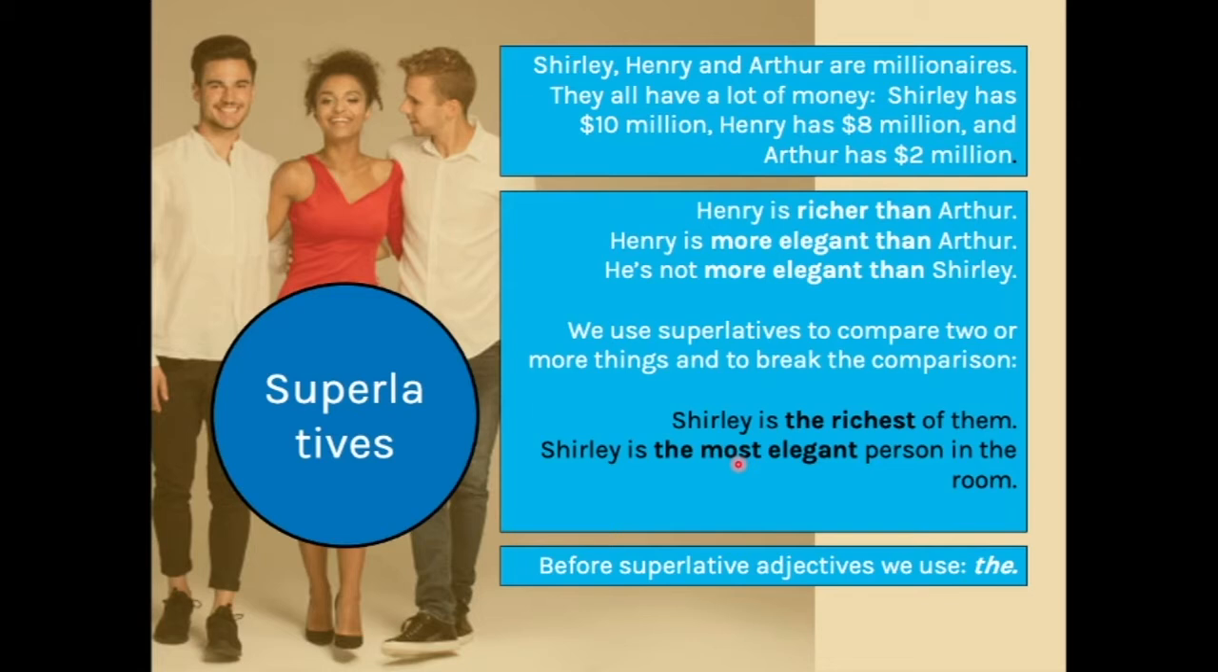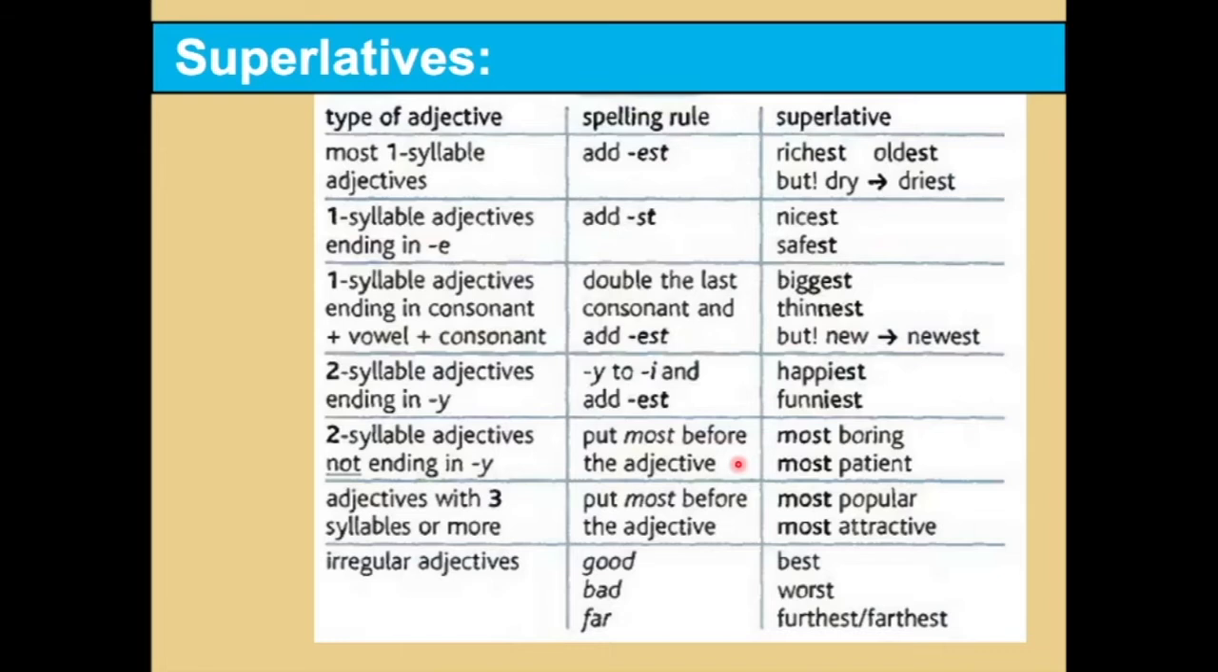How do we know when to use which one? Well, it depends on the number of syllables the adjectives have. It's exactly the same number of rules we use when we make comparatives. We have 7 rules depending on the number of syllables the adjectives have. The first rule is for one-syllable adjectives. When we have adjectives that have one syllable, we add est. For example, rich, the superlative is the richest. Old, the superlative is the oldest. Dry, the superlative is the driest.